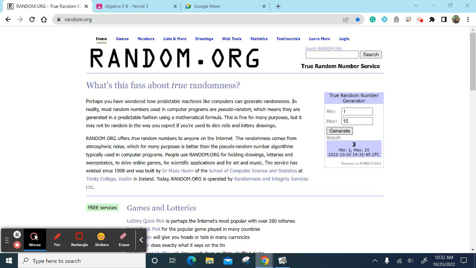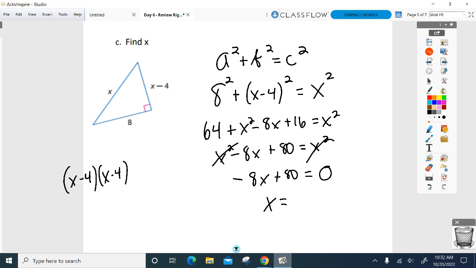And your value of x when you get it? Negative 9. All right, so how are we solving this for x?